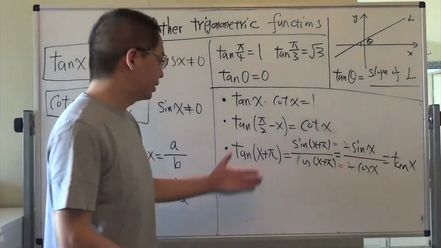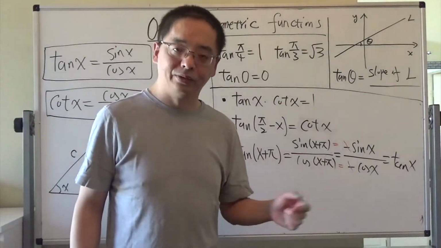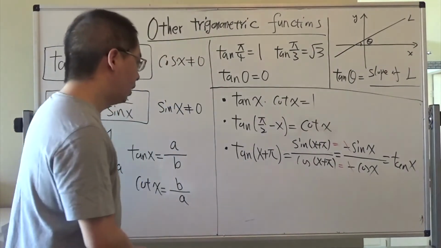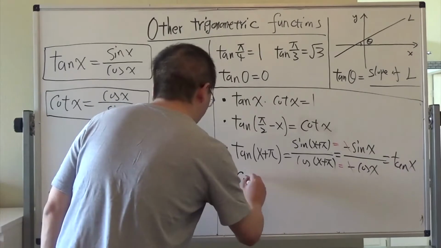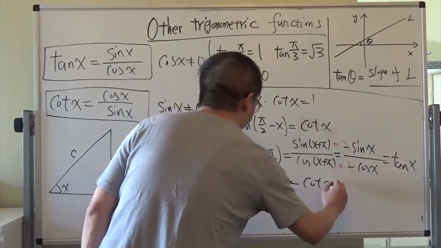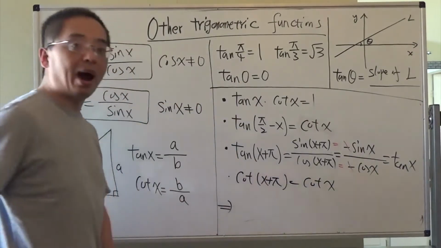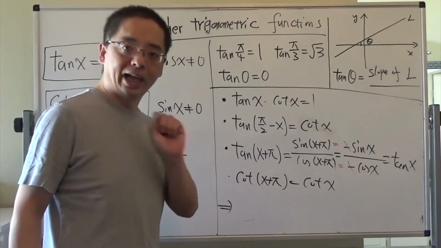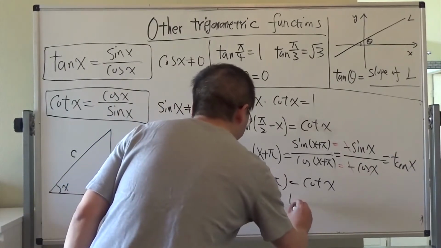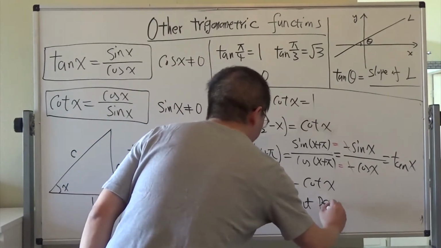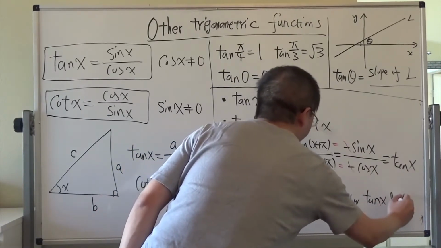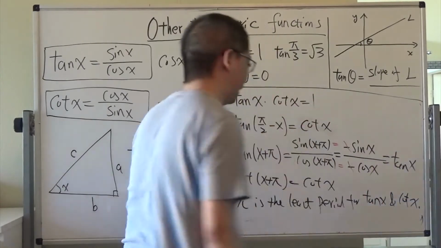So this tells us pi is a period for tangent x, and it's easy to check it is the least period. Similarly, we get cotangent of x plus pi equals cotangent x. So here the conclusion is pi is the least period for tangent x and cotangent x.